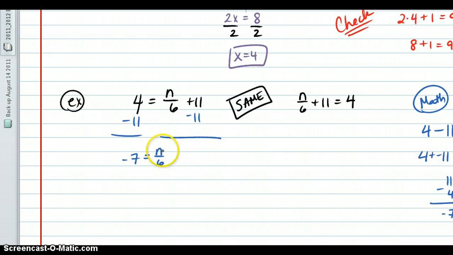Next, I can focus on the division. So how do you undo division? Well, you multiply. In this case, I'm going to multiply by 6 over 1 so that the 6's cancel out. So there is my balancing step.